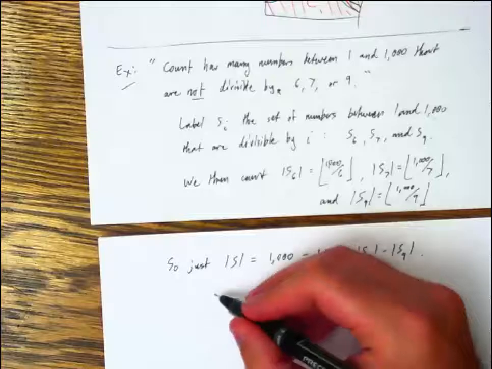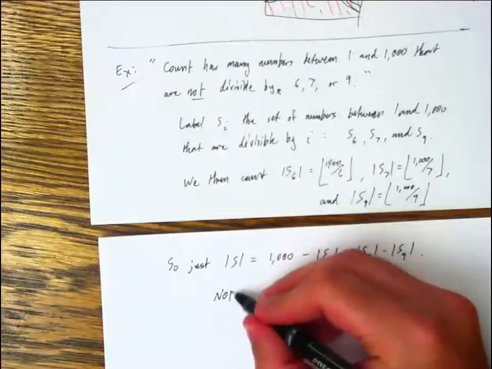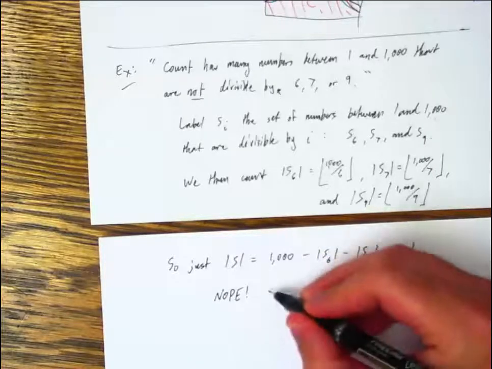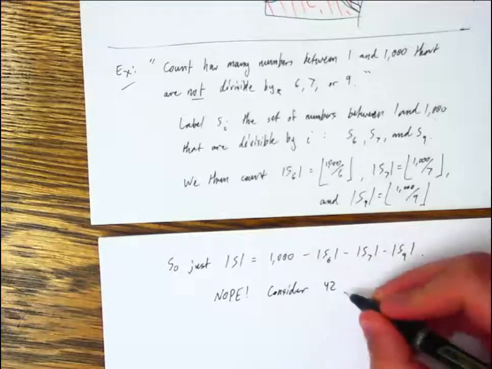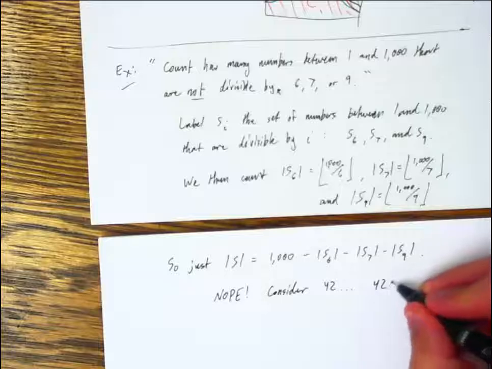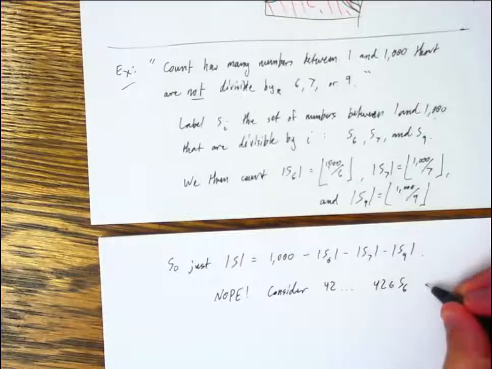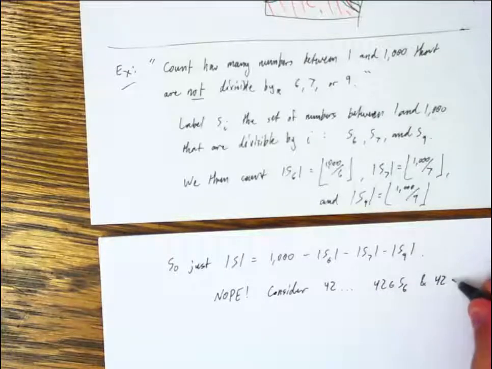For example, so nope, we are not done. Consider the number 42. 42 belongs to S6, and it belongs to S7.